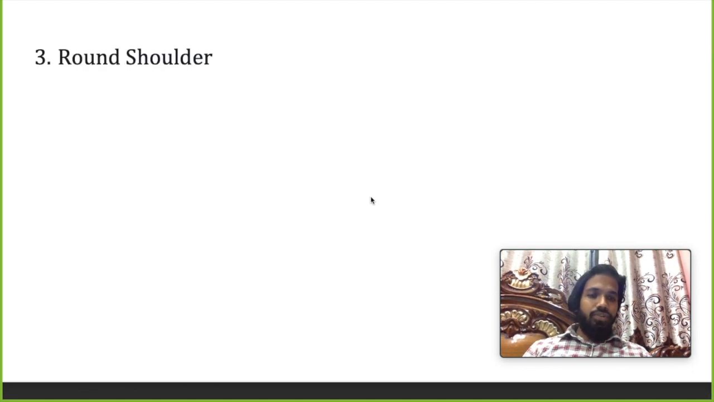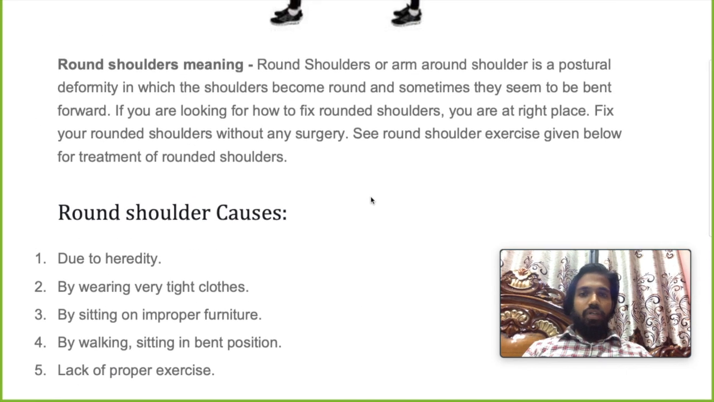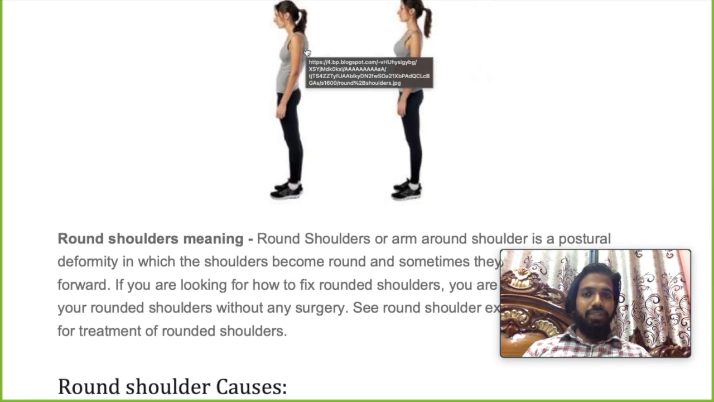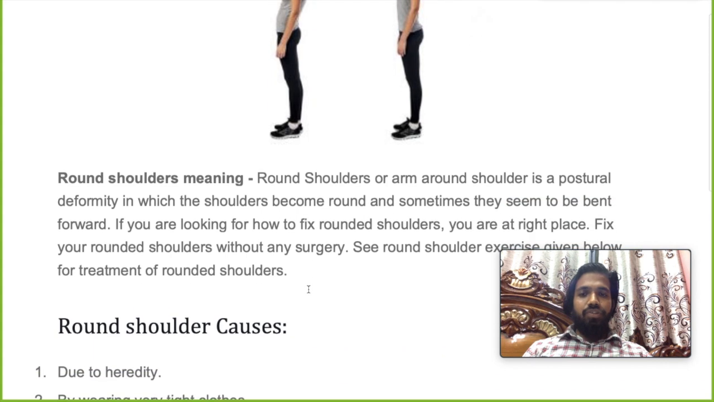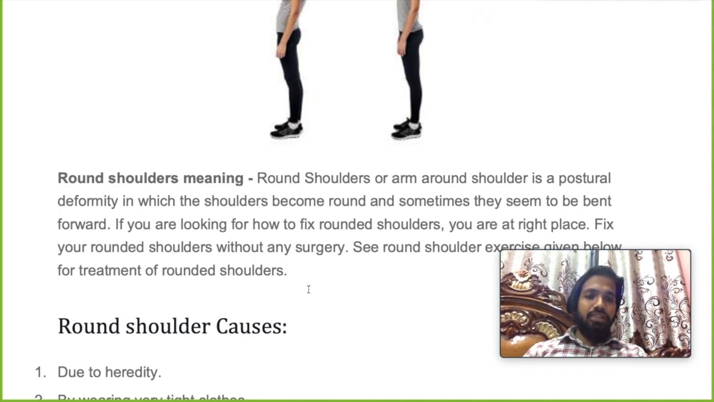So this is our next postural deformity, that is round shoulders. So basically, what is a round shoulder? As you can see in the first picture, the lady who is standing has a curvature in her shoulder region. And the next lady in the next picture is standing erect. So round shoulder is a postural deformity in which our shoulders become round. And if you see in the picture, your abdomen region will go forward, and there will be an extra curvature in your shoulders.